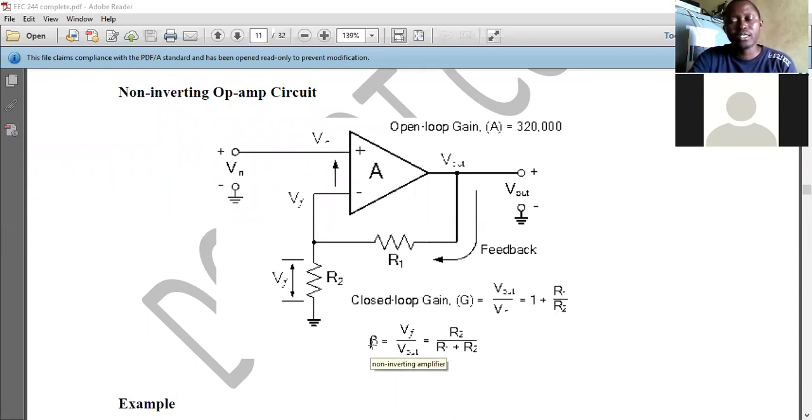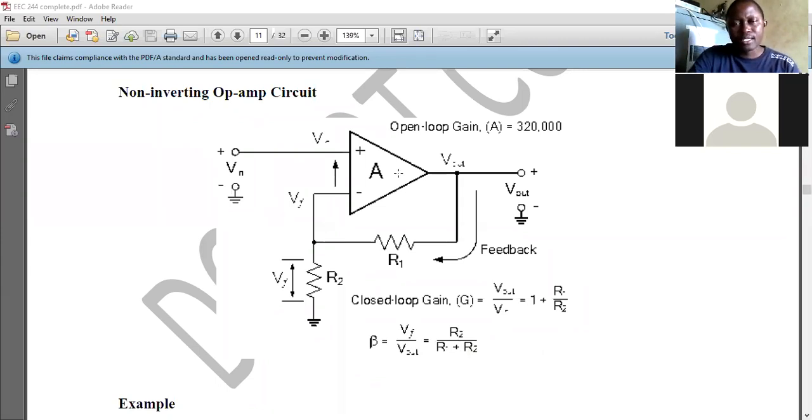Now, beta, which is the feedback fraction, equals VF divided by V out, and that is R2 divided by R1 plus R2.